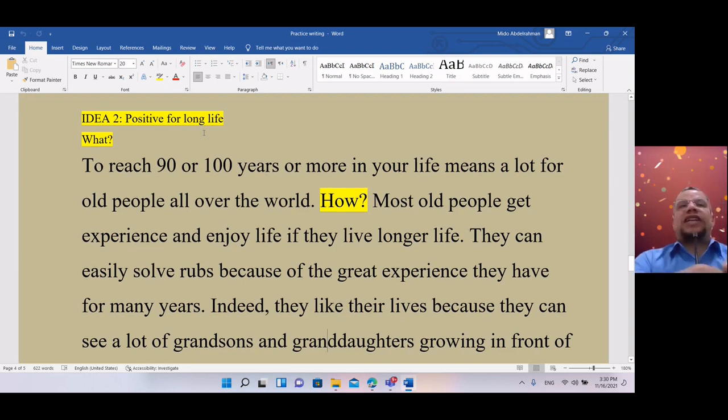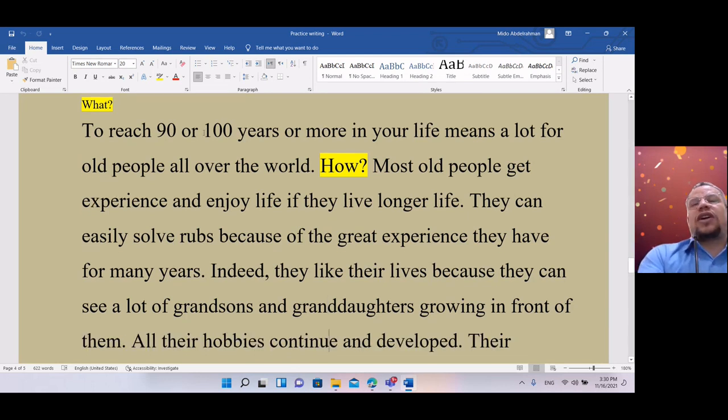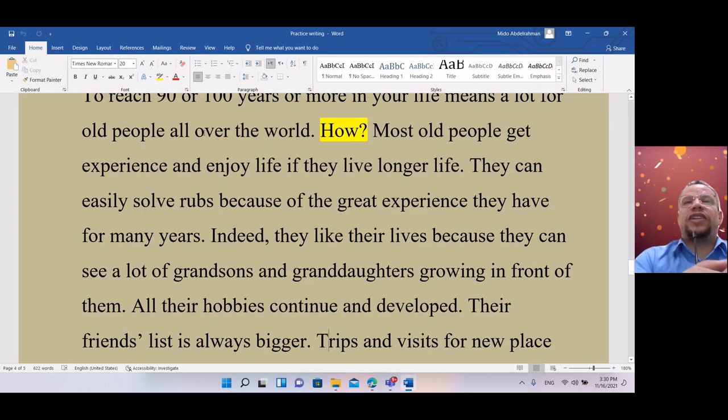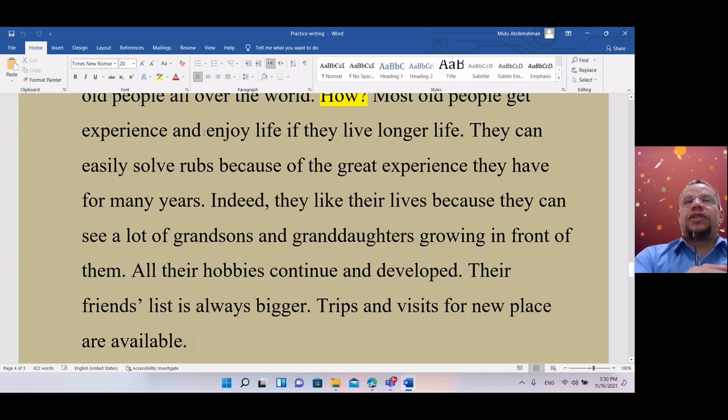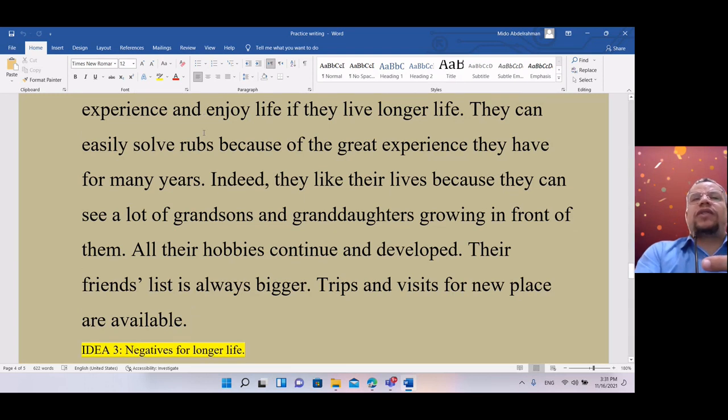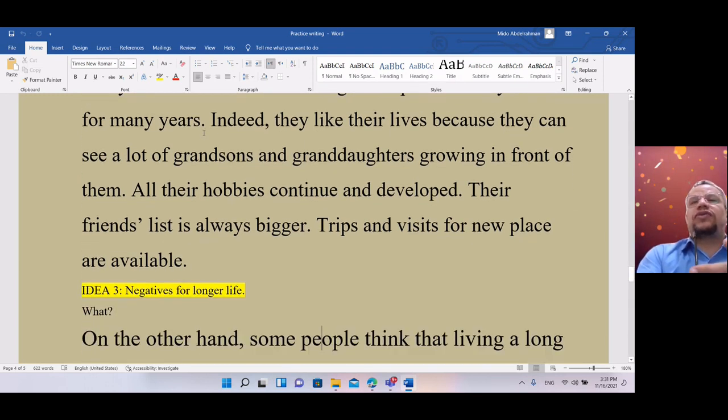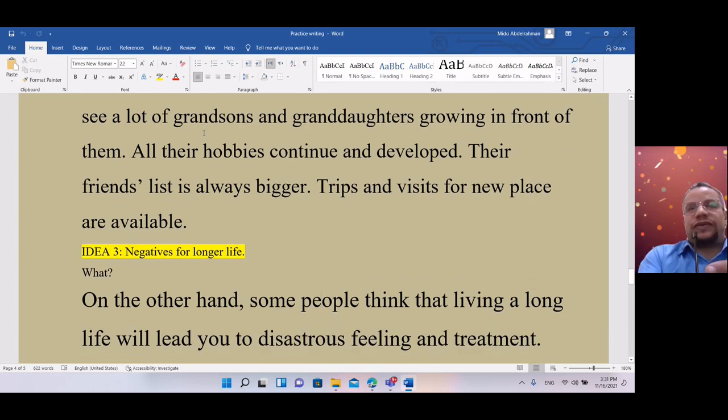How? Most people get experience and enjoy life if they live a longer life. They can easily solve problems because of the great experience that they have from many years. Indeed, they like their lives because they can see a lot of grandsons and granddaughters grown in front of them. All their hobbies continue and develop. Their friends list is always bigger. Trips and visits to new places are available. So this is now positives.